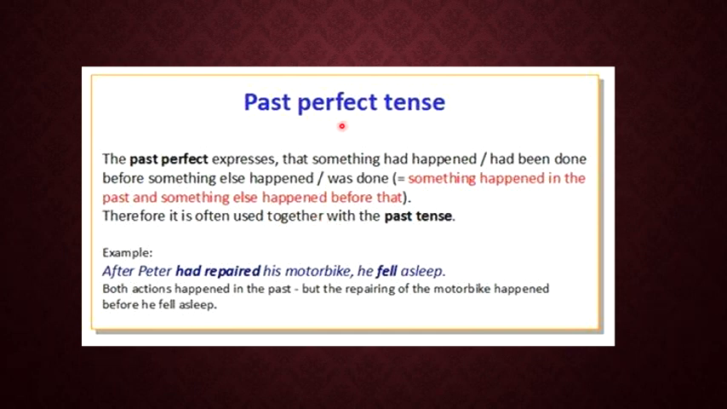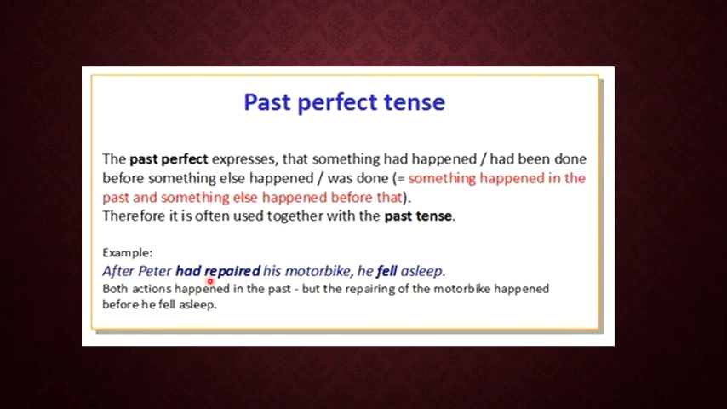Alright? I'm taking so many examples so that this thing becomes clear to you. We have to understand which action happened first. The action which happened first will come in past perfect tense, and the later action will be in past tense. Most of the time, we use past perfect tense with past tense. So we need to understand this. Alright, now let us see this example.